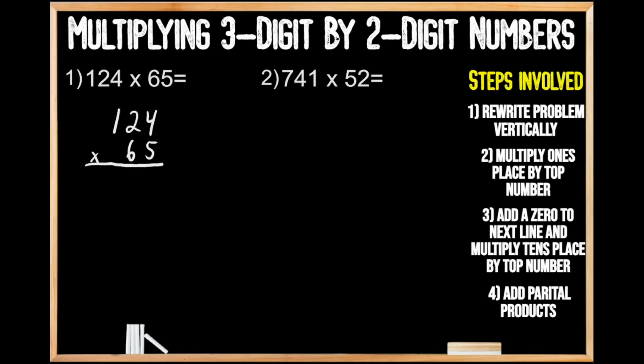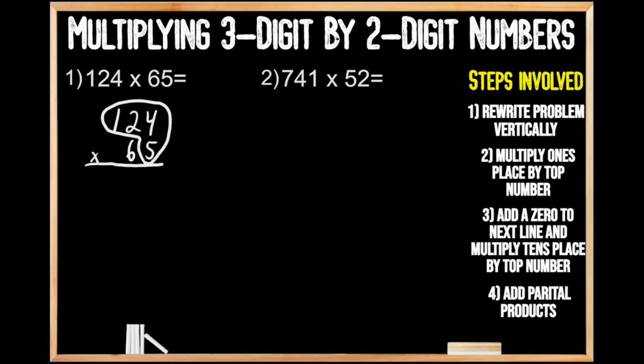The way that we're going to figure out the product to this question is we're going to break apart the bottom number, and we're going to multiply two partial products and then add them up for our answer. So we're going to multiply 5 times 124, and then we're going to multiply by our tens place of 60 times 124. We're going to add those two together, and that's going to give us our answer. So for step number 2, we're going to multiply the ones place by the top number.